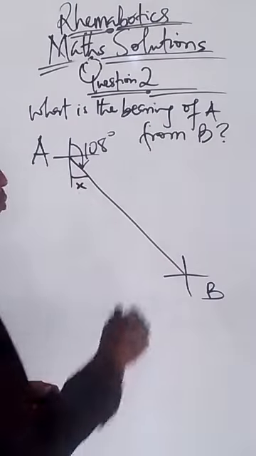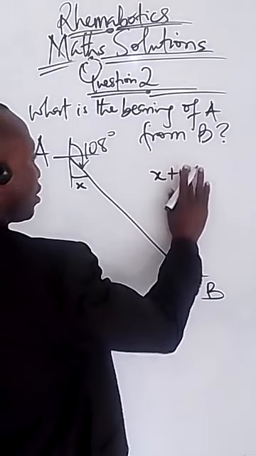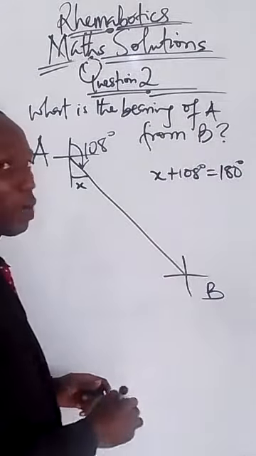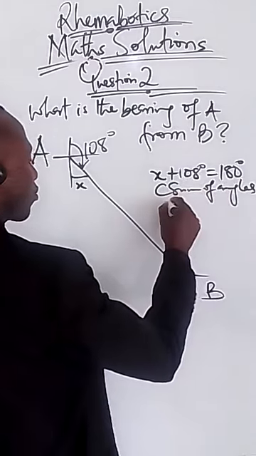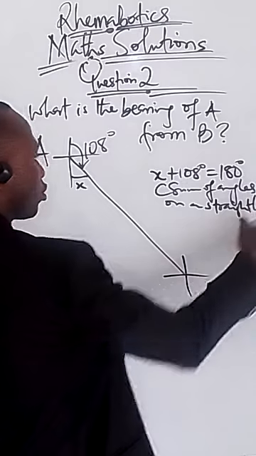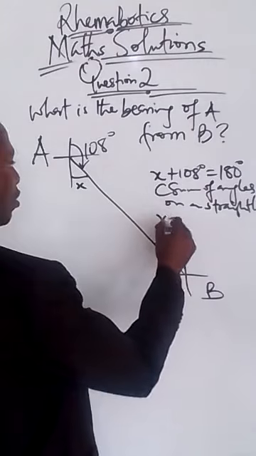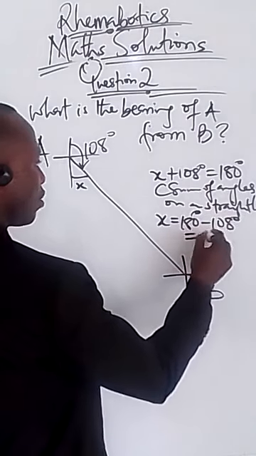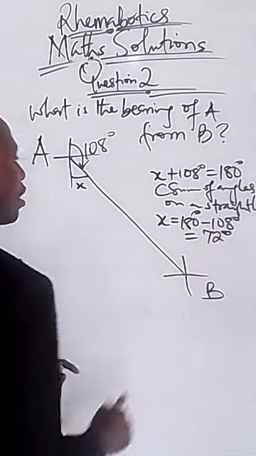I can call it X. So X plus 108 is equal to 180 degrees. Why? Sum of angles on a straight line. So to get X, we have to do 180 minus 108, and that will give us 72 degrees. So that's the value of X.